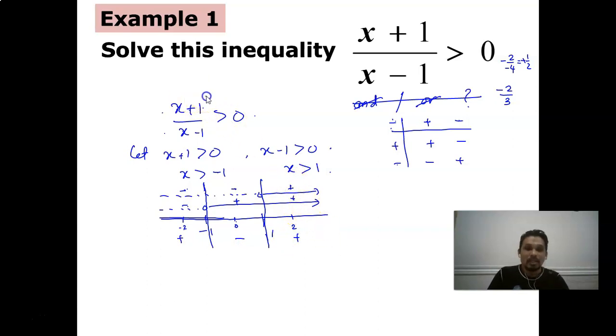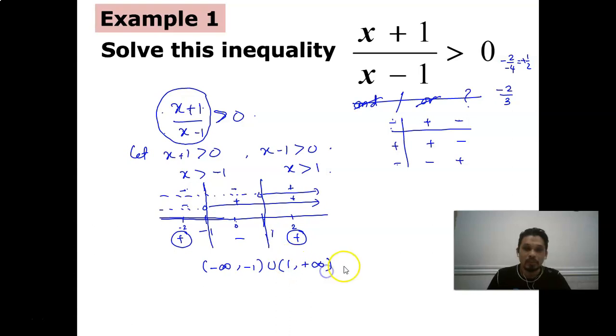And then refer to the whole function of px divided by qx, a rational function here. It is greater than 0. The numbers that are greater than 0 are all positive, am I right? Okay, so we are referring to this section and this section. So the final answer for this is negative infinity until negative 1 union 1 to positive infinity.